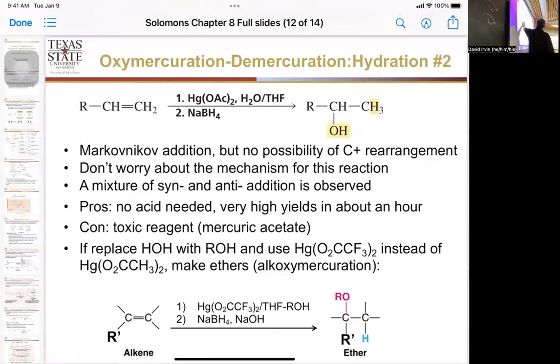And we get a mixture of syn and anti, which is kind of weird because you add it across the double bond at one time, but in oxidizing off the mercury, you can get a mixture of them. The great thing is we don't need acid. We don't have rearrangements. It happens very quickly. Downside is mercury is toxic to humans. Actually, some animals use mercury as their oxygenating agent, believe it or not. There's even a slug in the ocean that uses vanadium.